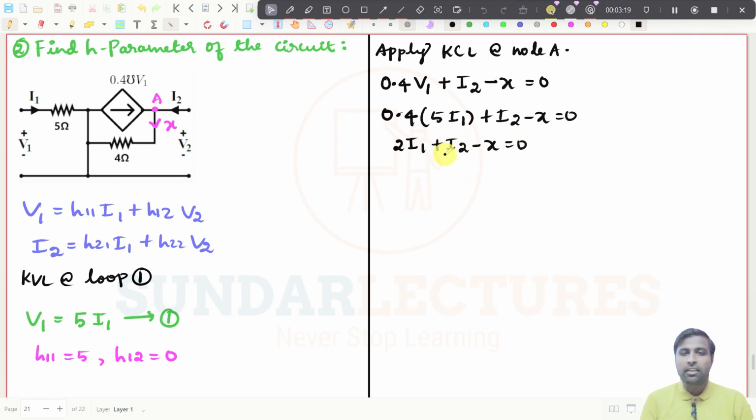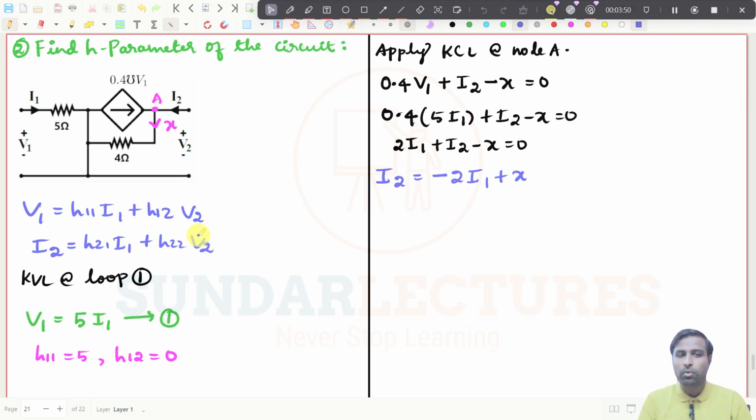See, I need the value of I2 and we need to replace this X, right? So if I write I2, what is I2? Then I2 will be equal to minus 2 I1 plus X. Now, what is this expression? See, I have got H21 I1. So with I1 I have got a constant value that we can take to be H21.